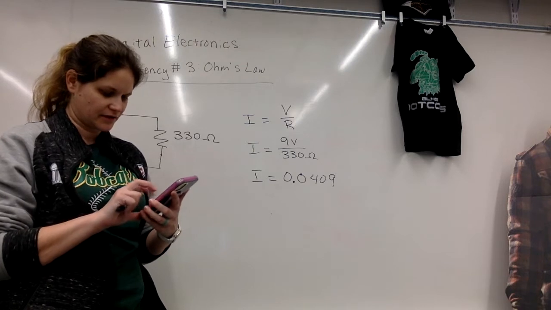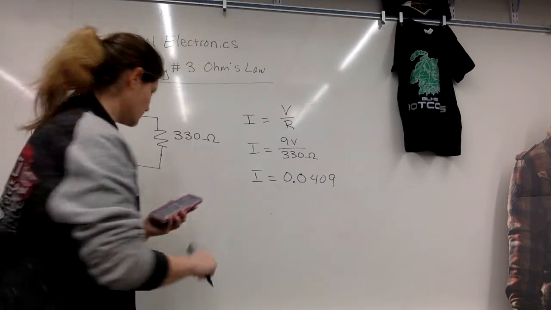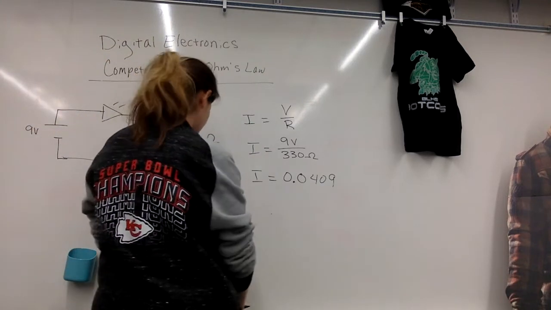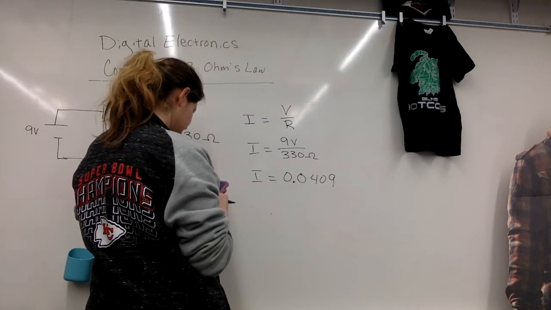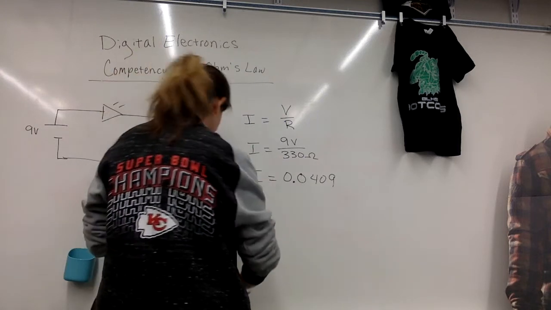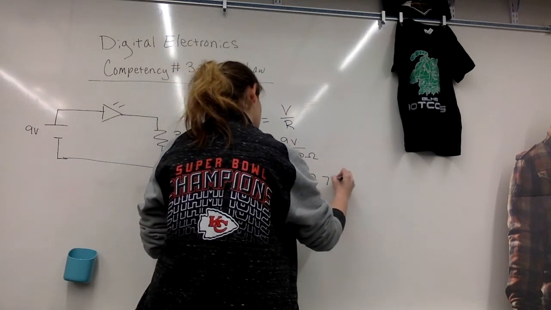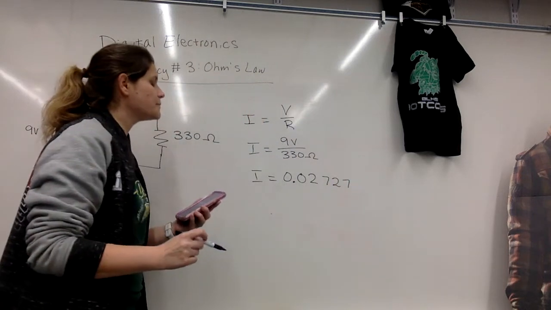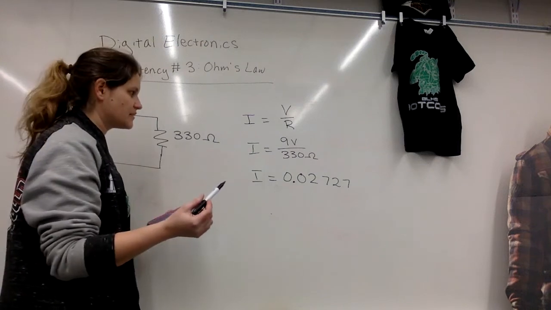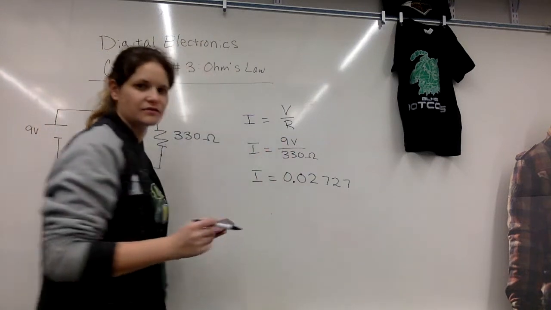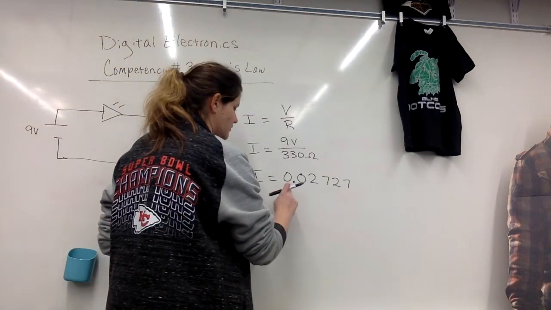Let's see, 9 divided by 330 is, no, I was wrong. Really? I must have done it with 220 the first time. Yeah, not even close. This value should have been 0.02727, if we were to round this off to just one significant figure, which the 9 in the 9 volts is just one sig fig, we should then round it off.